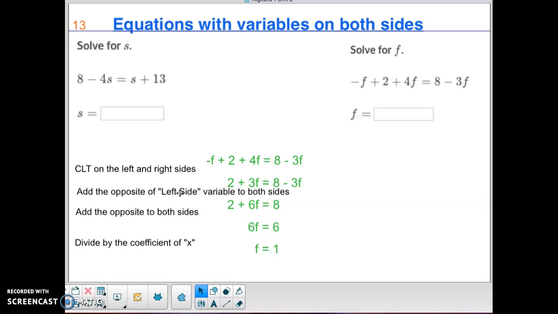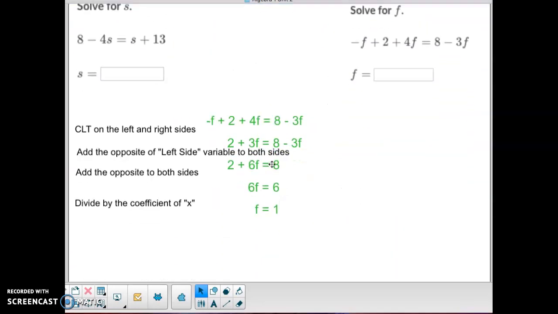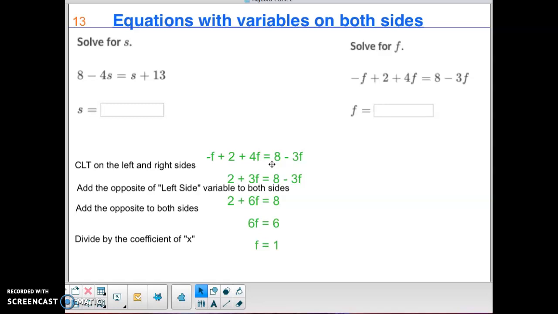Add the opposite of the right side variable. Boy, no wonder. Add the opposite of the right side variable. So we want this right side variable. Add the opposite. So you can see teachers make mistakes too. We'll just keep moving on because I think you now understand. That's what I've been doing.